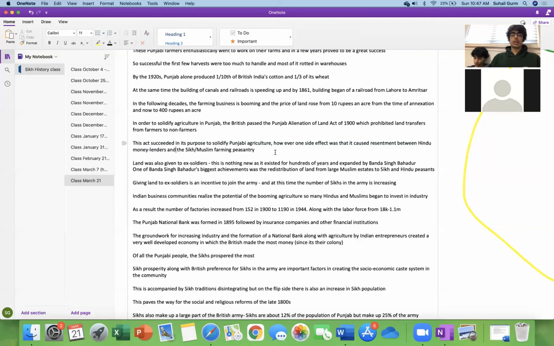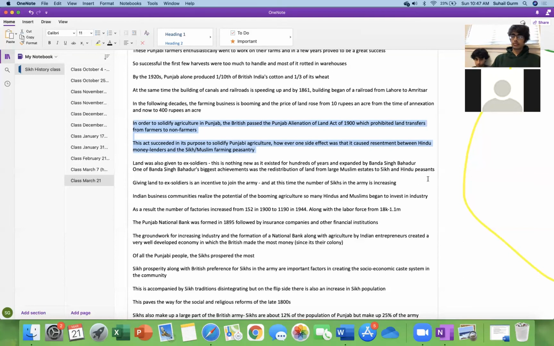This side effect kind of goes back to the roots of how modern relationships are between Sikhs and Hindus. That's kind of how it is these days: Hindu moneylenders and Sikh farmers. That's kind of how it's going to be for the rest of history. So it caused a little bit of resentment and bad vibes between the two, but it did succeed in not losing any farmland. So this was the multi-faceted part of this act.